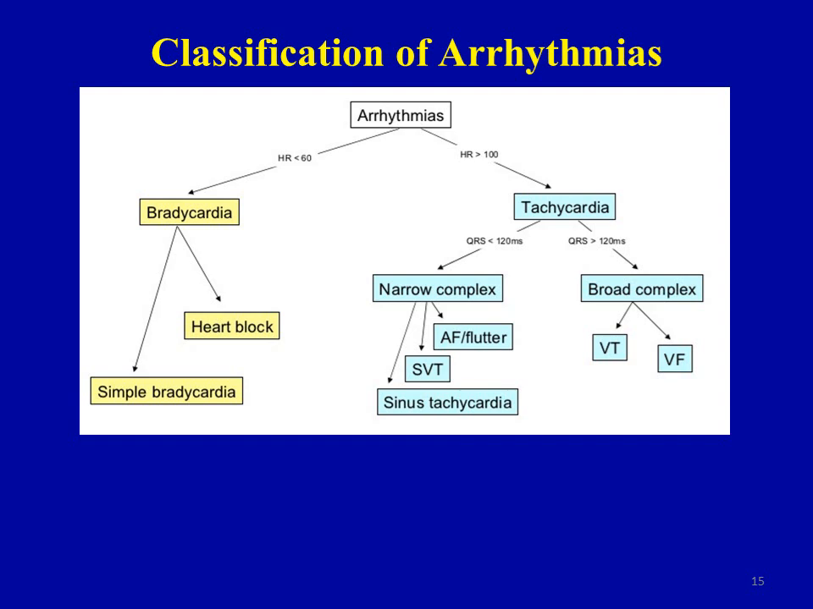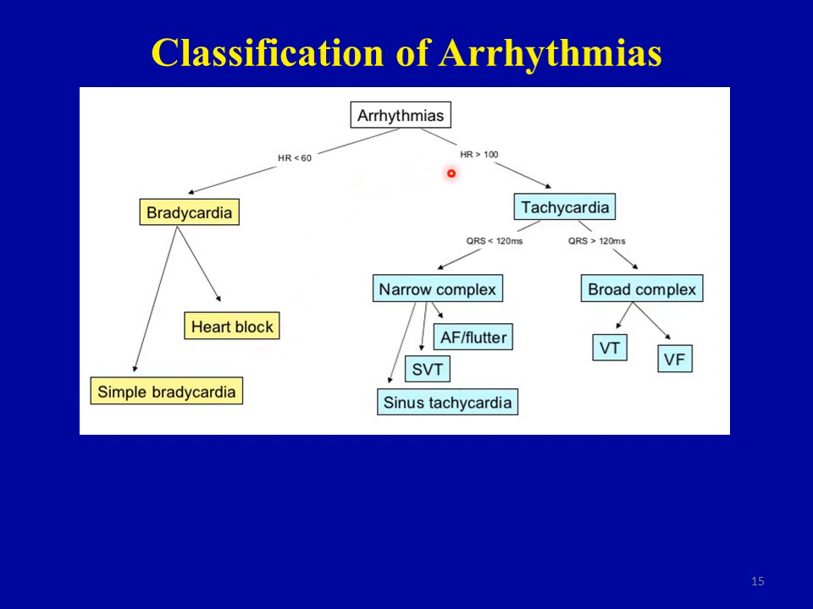Arrhythmias, as I said, are classified according to the rate and the origin. So here we see a general overview of the arrhythmia classification. If we check the ECG recording and we see that the heart rate is less than 60 beats per minute, it is a bradyarrhythmia or bradycardia. It is either a simple sinus bradycardia or the heart block. The three different types of heart block we'll study in part 2.